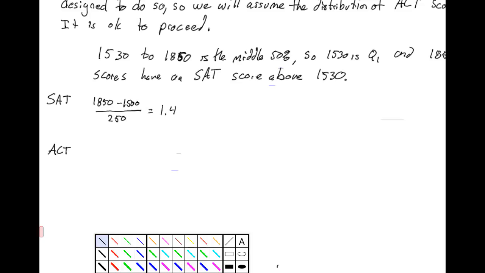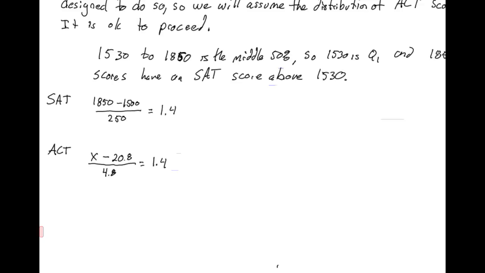So we don't know that score. That's the unknown. We're going to use x for that, just like we always have. We know the mean for the ACT is 20.8, and the standard deviation is 4.8. And this should still be 1.4 standard deviations away.